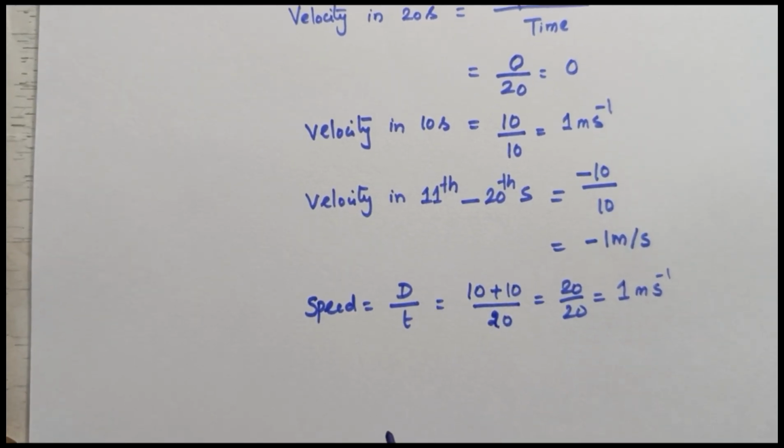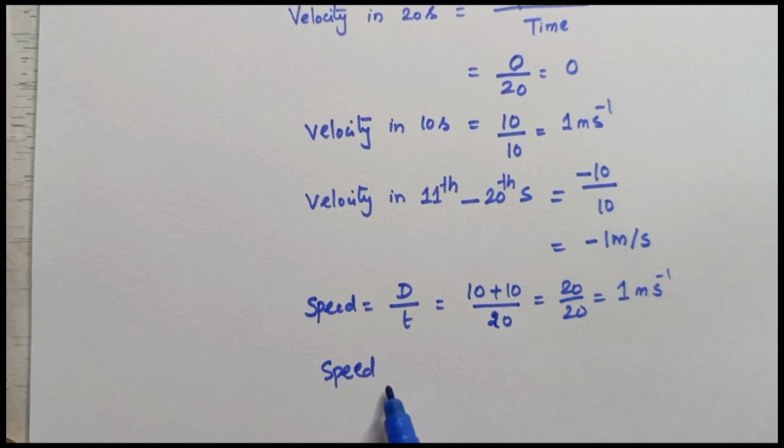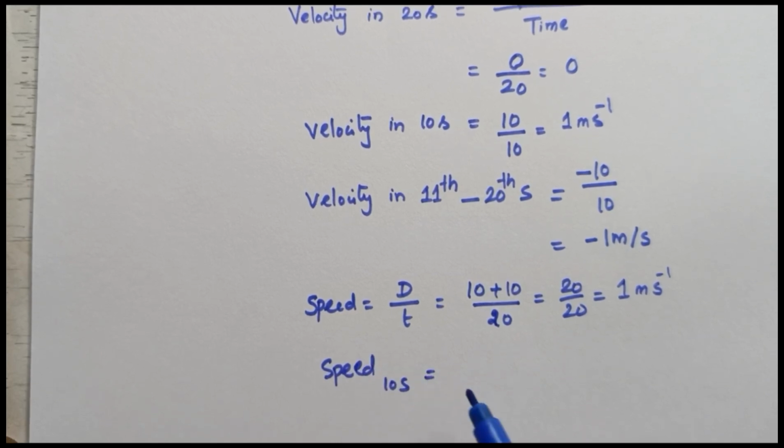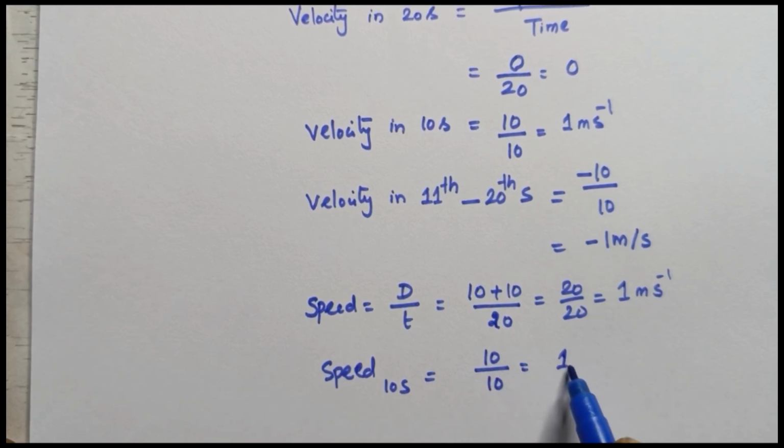In the first 10 seconds, what is the speed? Speed in first 10 seconds is equal to, the distance traveled is 10 and the time taken is 10. So this is equal to 1 meter per second.